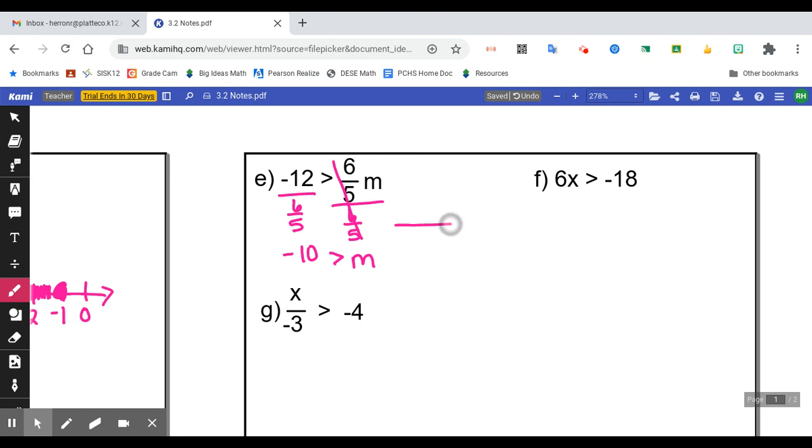Written backwards, so we're going to think about that as we're graphing. I have negative 11, negative 10, negative 9, open circle. And from m, it says m is less than negative 10. So less is left. All right, 2 more. We have 6x is greater than negative 18. This is multiplication, so I'm going to divide. It's a negative, but I'm not dividing by a negative, so this is going to stay. And I've got negative 3.